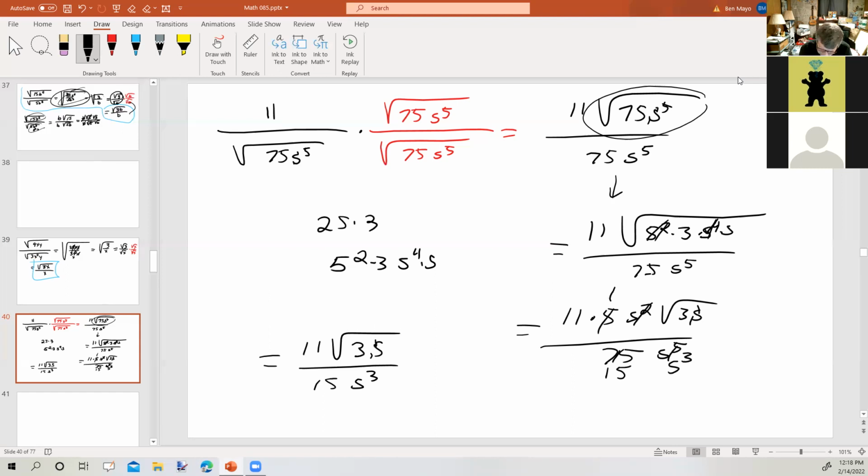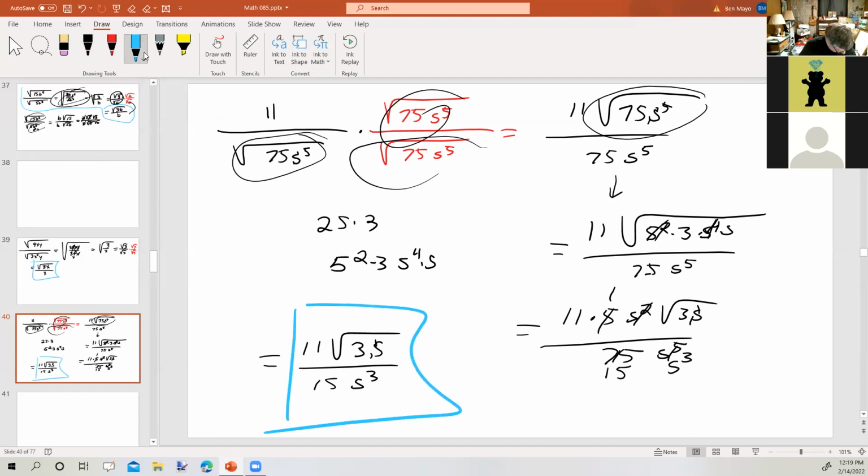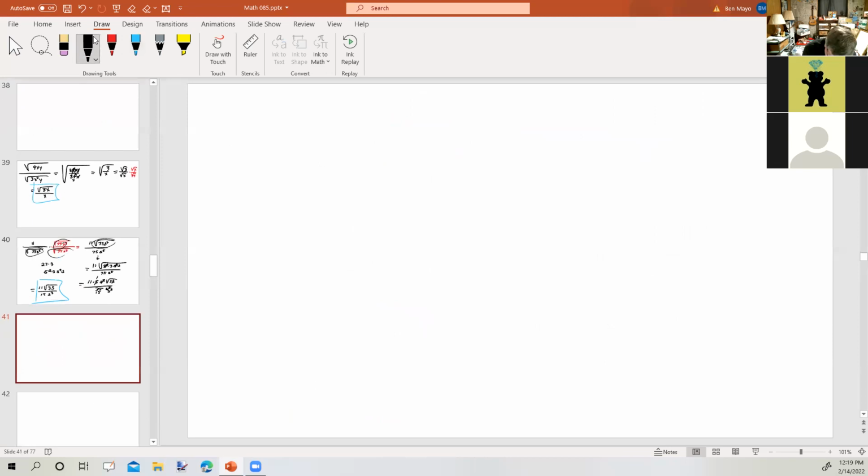So that's doing it by not simplifying the denominator first, by just multiplying the top and bottom by the whole thing. Okay, now hang on a second. Let's see, where did I get this from? Let's do this a different way. Okay, and let's say I've got this 11 over the square root of 75s to the 5th. And instead of multiplying the top and the bottom both by that entire radical in the bottom, let's simplify the denominator first.